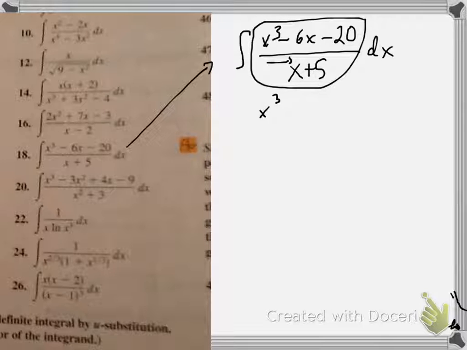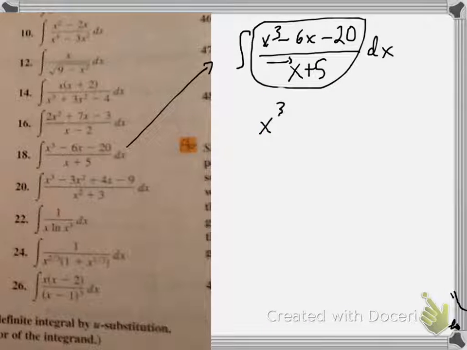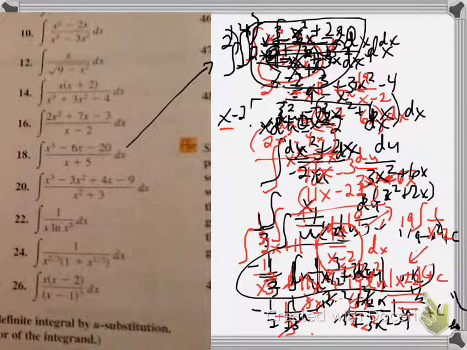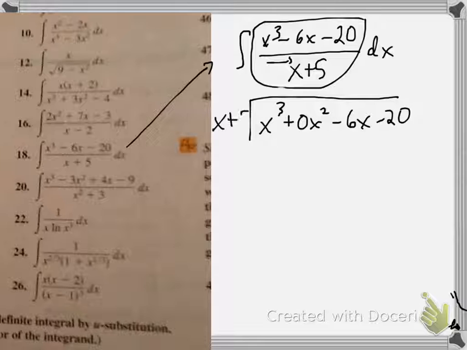So x cubed plus 0x squared minus 6x minus 20, divided by x plus 5. You'll see that I put a 0 placeholder for the x squared because when we do division we want to keep our terms lined up.